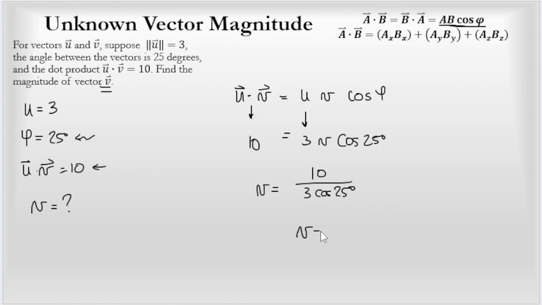And when you run this through your calculator, you should get 3.678. No units, we weren't given any units. So that's the magnitude of v. So if I know the dot product, I can use the relationship to work backwards, which shouldn't be a surprise. We like to do that in math. Can you use an equation or formula backwards and forwards?